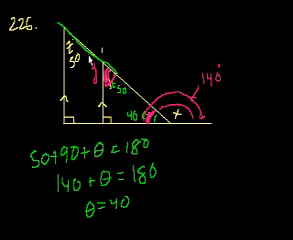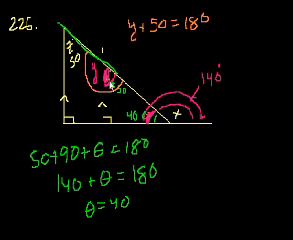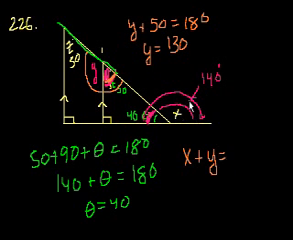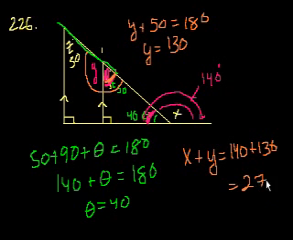Well, y is supplementary with this angle right here, right? So y plus this angle that I used to think was y until I looked closely at the drawing, y plus 50 has to be equal to 180 degrees, right? Because it's supplementary with this 50-degree angle. So y is equal to 130. So x plus y is equal to 140 plus 130, which is equal to 270 degrees, and that's choice D.